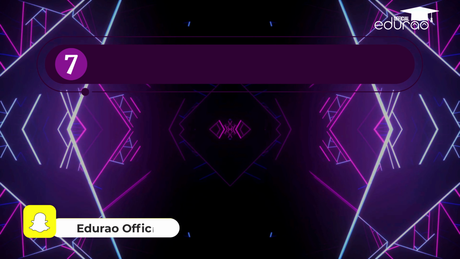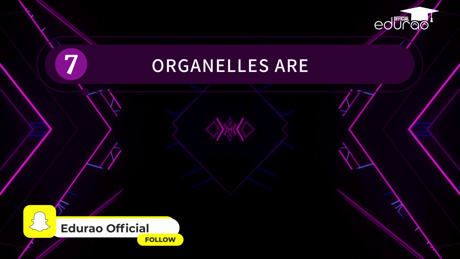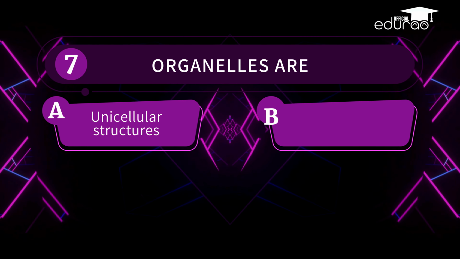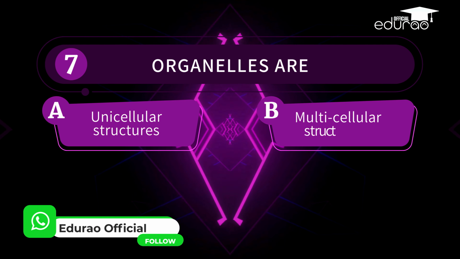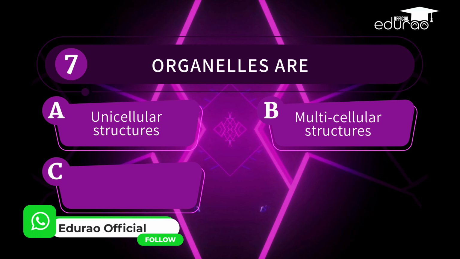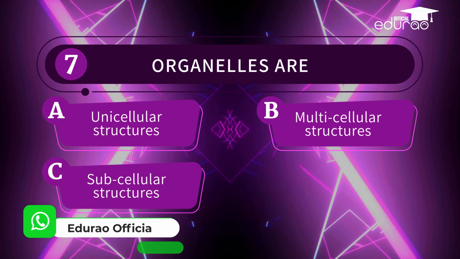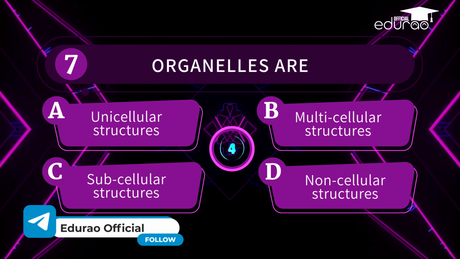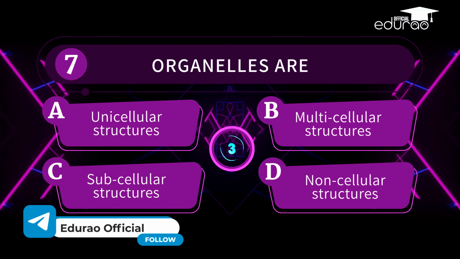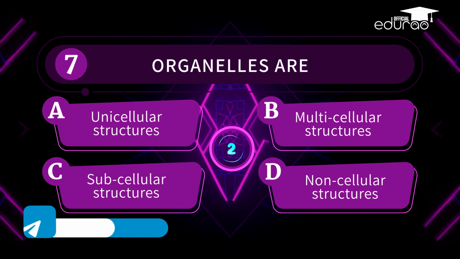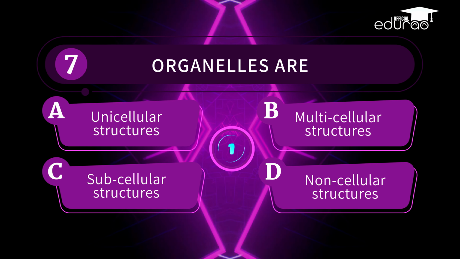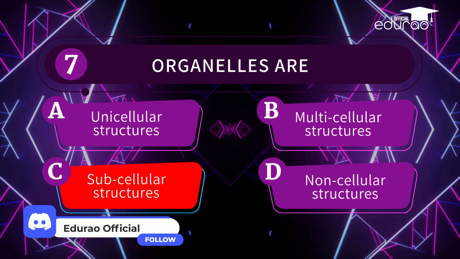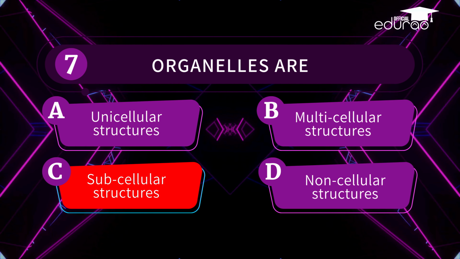Question 7. Organelles are A. Unicellular structures, B. Multicellular structures, C. Subcellular structures, D. Non-cellular structures. You're entirely on point. Correct answer is subcellular structures.